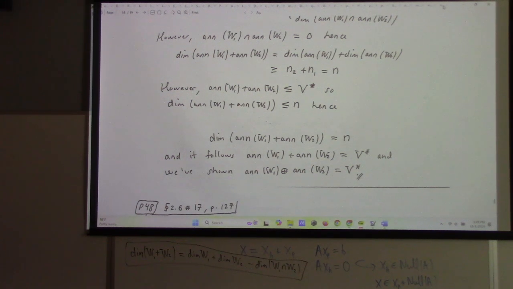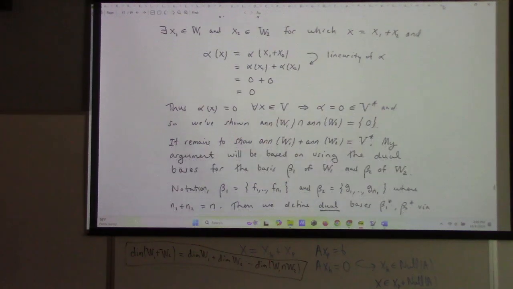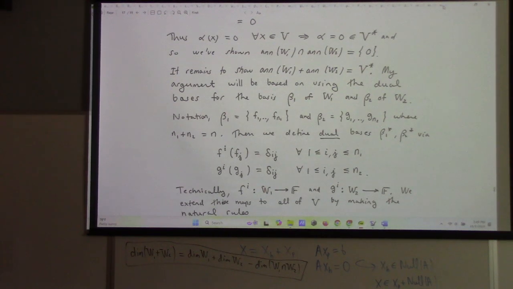So, yeah. When you use the dual basis, is that a natural property of just annihilators, or is that something constructed? That is the definition of dual basis.